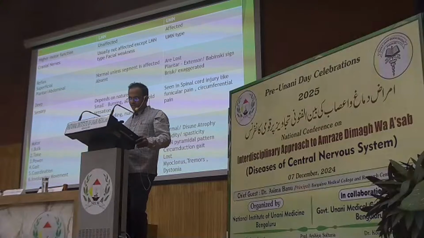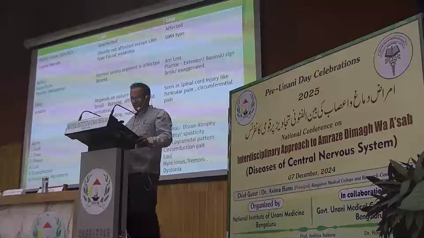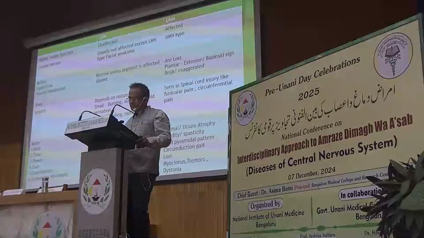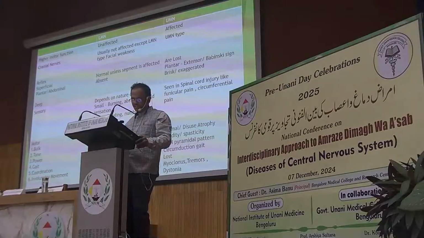Higher mental function involvement will not be there in LMN; it will be there in UMN. The involvement of cranial nerves is not seen in LMN usually, but it happens in UMN, particularly in the brainstem. Superficial reflexes will be normal unless that segment is affected. It will be lost in UMN. Coming to the plantar, it will be flexor in LMN. It is extensor in UMN. And Babinski sign will be present in UMN. And reflexes will be brisk or exaggerated.